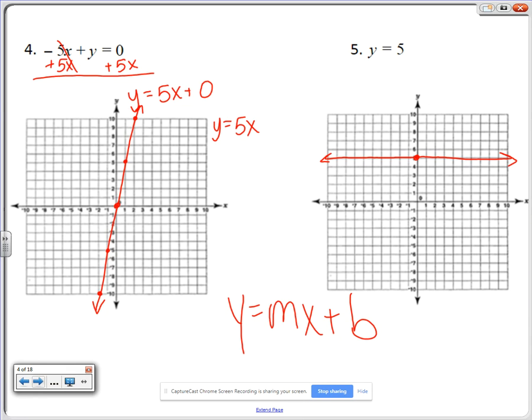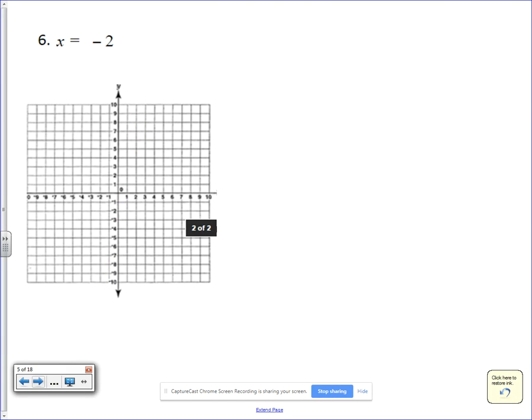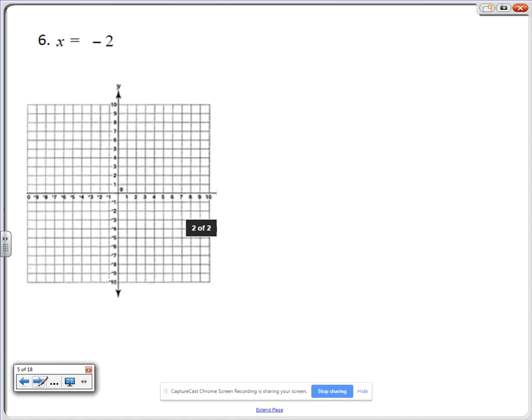Okay, let's move over there to number 6 then. Oh boy. The y is not by itself because there is no y. So if there's no y, it can never cross the y. If it's never going to cross the y, how am I going to draw it? If I draw, it's going to be vertical.